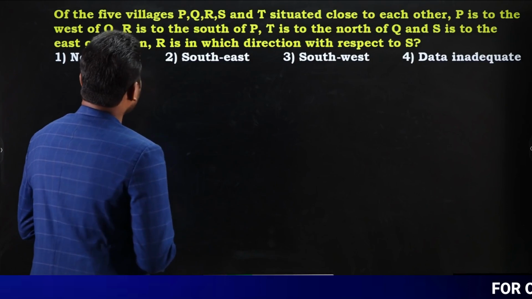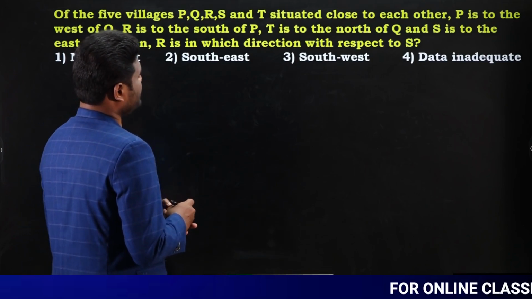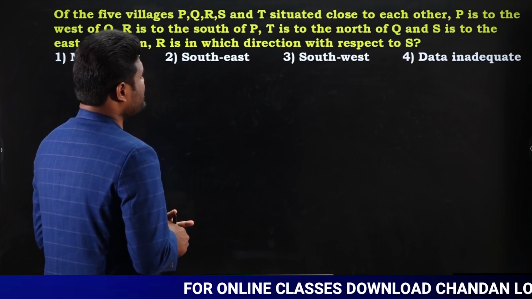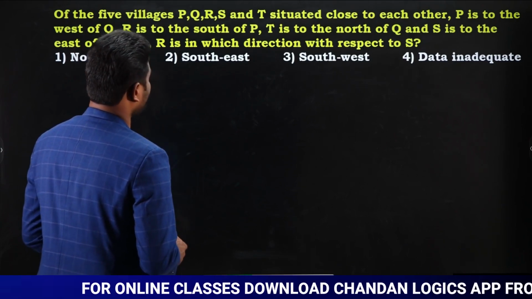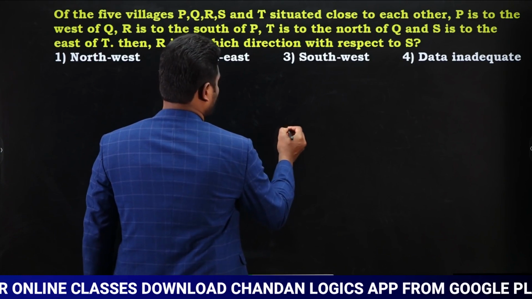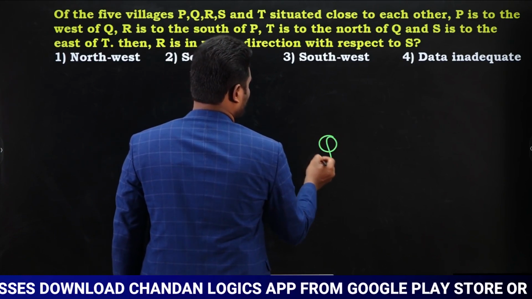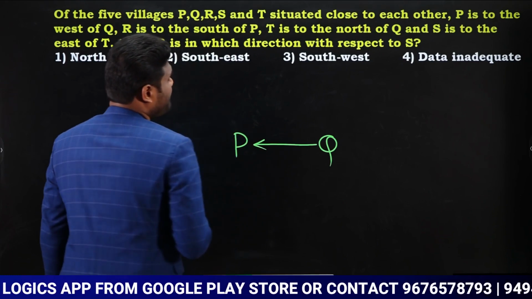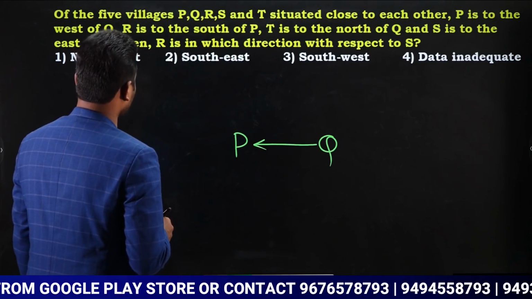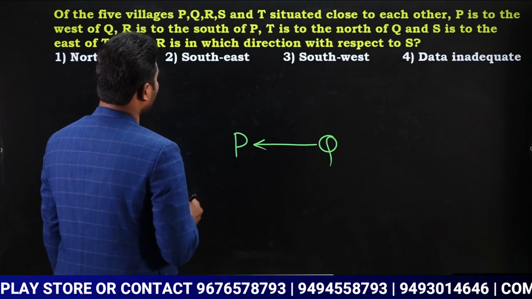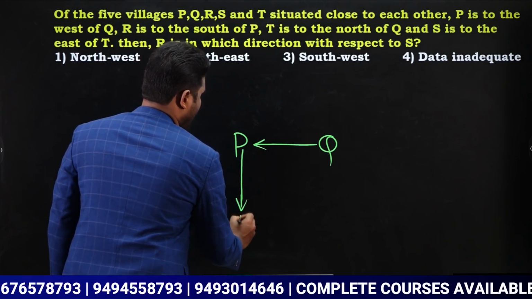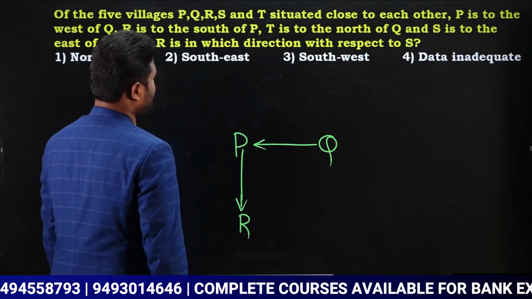Of the 5 villages P, Q, R, S and T situated close to each other, P is to the west of Q. So P is going to be west of Q. Let us say this is Q. So west of Q, P. P is to the west of Q. R is to the south of P.